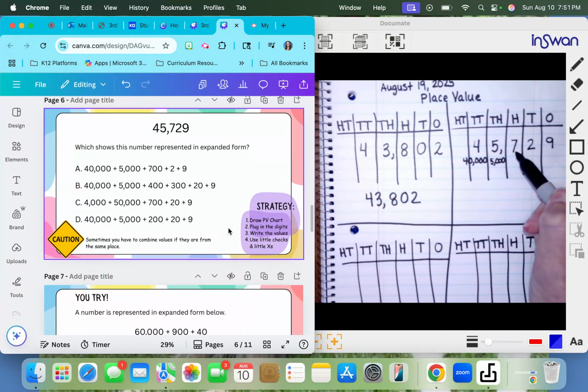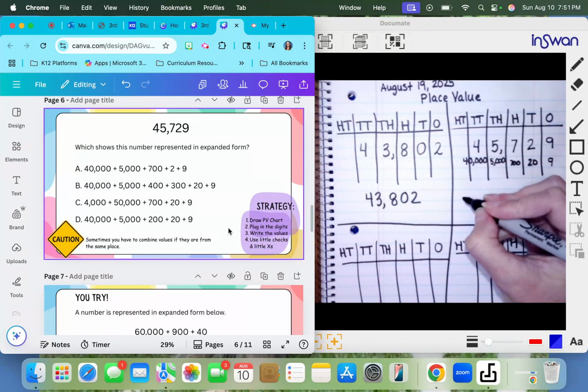Next up, 7. He's in the hundreds, so that would be 700. How much is 2 tens? Skip count it. 10, 20. That 2 is worth 20. And then our baby ones. How much is 9 ones? Well, he's just 9. Baby ones. All right, so now we have our values. So now we're ready to write it out in expanded form.